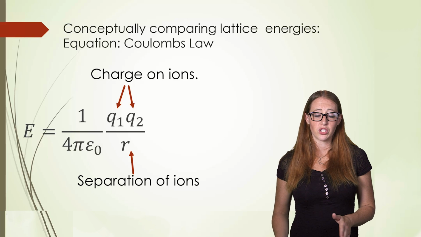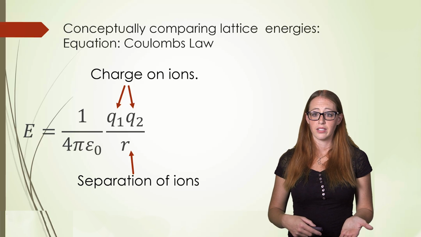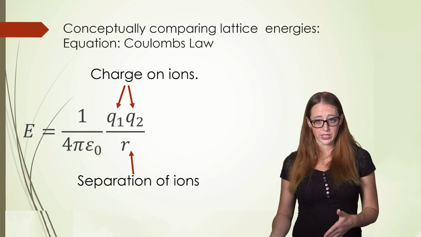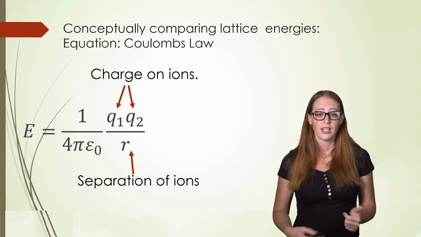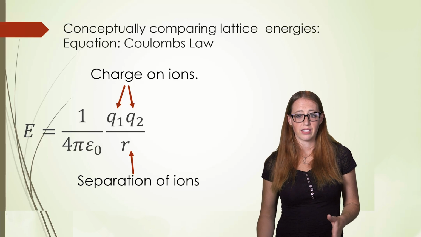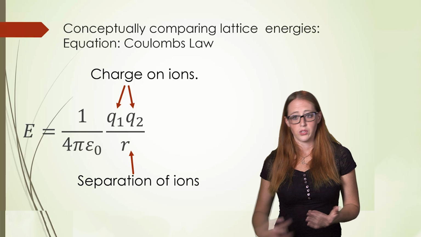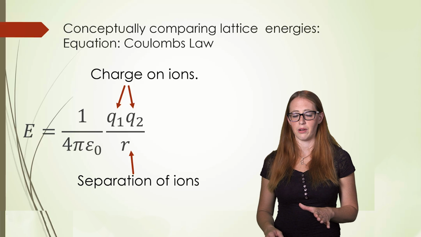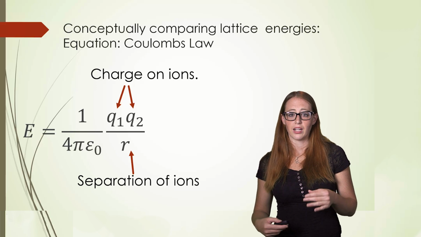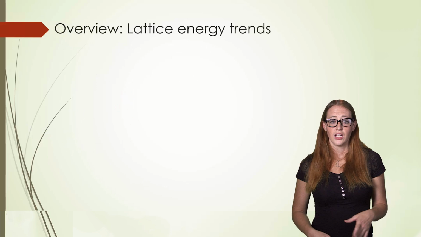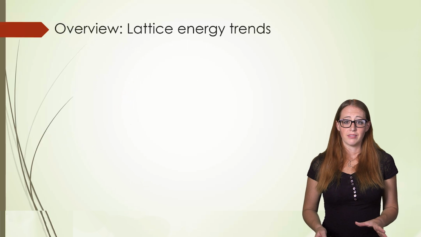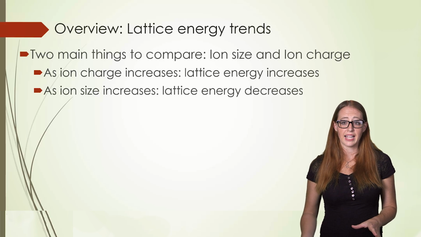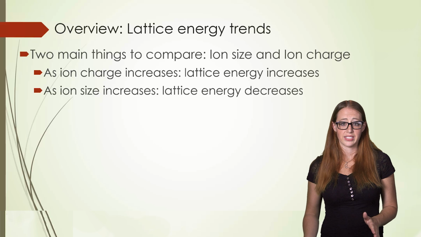The Q1 and the Q2 value here are shown in the numerator, which means as the charge increases, the value increases. So as the charge increases, our lattice energy increases. Secondly, we have R. This is our separation. The larger the ions, the larger the R. So if R is increased, what's that going to do to our lattice energy? Let's take a second and look at that one. If our R is increased, our lattice energy is going to be decreased. So to quickly summarize what we just learned from Coulomb's law, as the charge of the ions goes up, the lattice energy goes up. As the ion size increases, the lattice energy decreases.